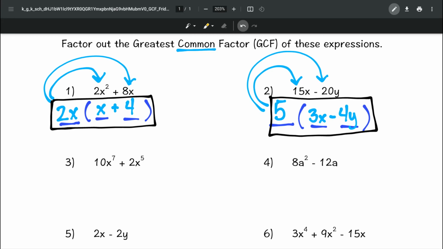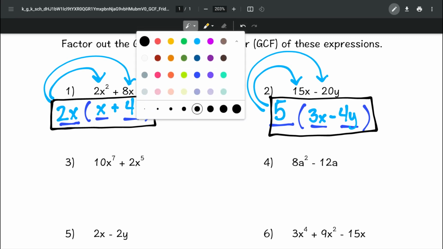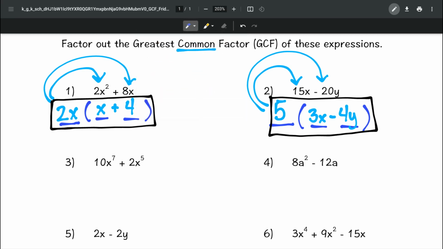But we're not done yet. I want to do number 3 with you, and that way I'll leave you with just 5 practice problems on your own. Okay, so I come down here to number 3, and I see that I've got a 10x to the 7th plus 2x to the 5th. All right, and I've got 2 terms here, so I'm going to have 1 on the outside, and I'm going to have 2 on the inside.